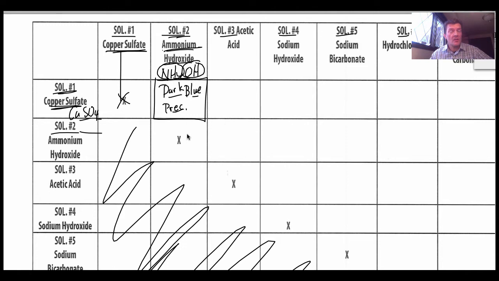So what we're getting at here is, if I give you an unknown, let's say unknown A, and you don't know what it is. But when you test it with copper sulfate, you end up getting a dark blue precipitate. That might lead you to the conclusion that, oh, I think my unknown is ammonium hydroxide. So we're trying to match that up, okay? All right, acetic acid. When acetic acid and copper sulfate combine, you're going to see no reaction, or no evidence of a reaction, okay? The formula for acetic acid is CH3COOH.